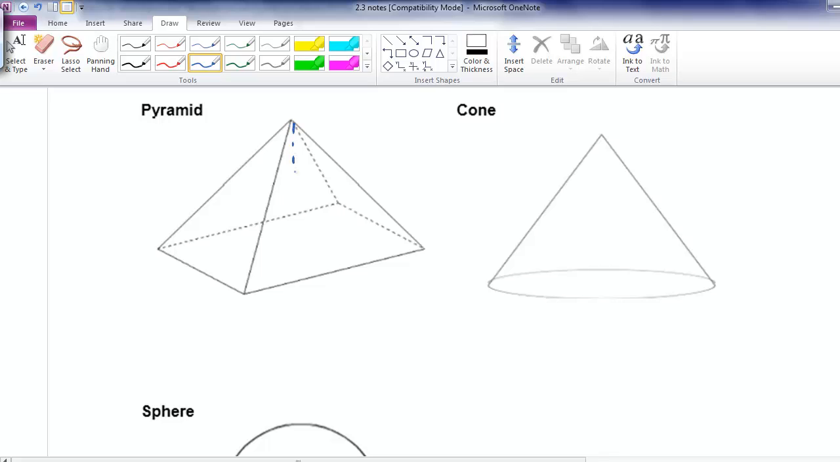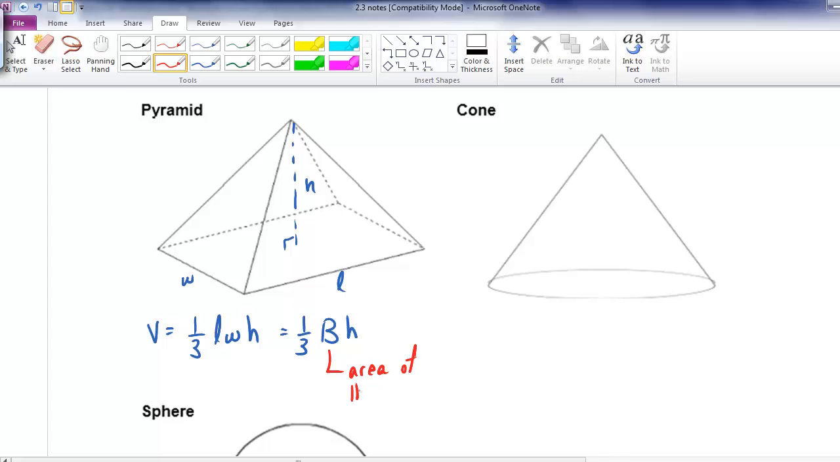Again, pyramids have a height, and L and W, I guess. So here's our H, here's our L, here's our W. And it's going to turn out that the volume formula for a pyramid is 1/3 L times W times H. And you'll often see it written like this, where B represents the area of the base, whether it's a rectangle, a square, a triangle, pentagon, doesn't matter, area of the base. So I want you to be able to recognize both.